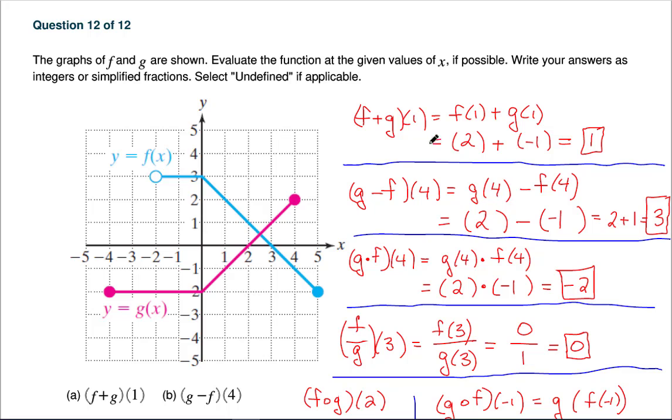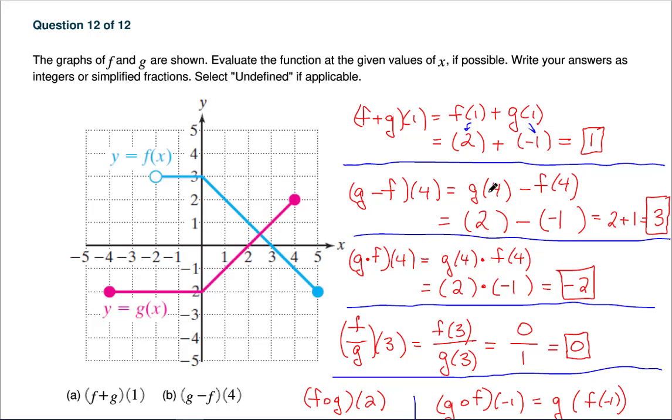So you see here, when I want to find f plus g of 1, I still put 1 into f and g. But then to figure out the outputs, like we just did, we go get them from the graph. And so 2 plus a negative 1 is 1. g minus f of 4. All right, so we're going to need g of 4 minus f of 4.